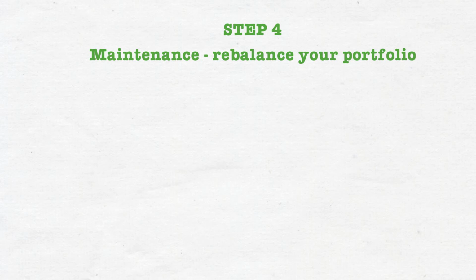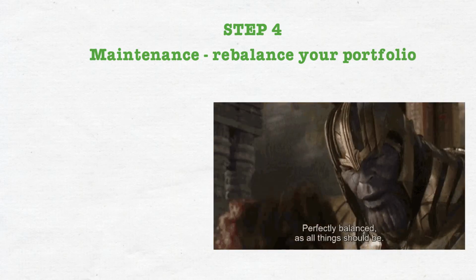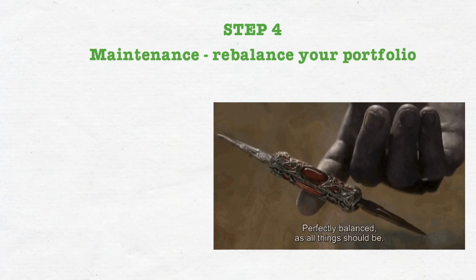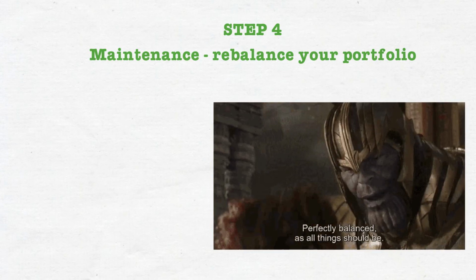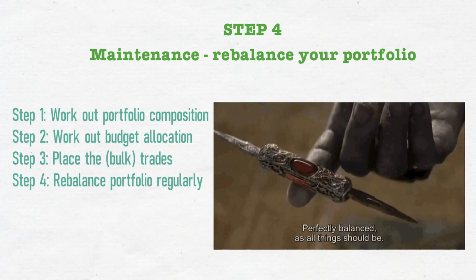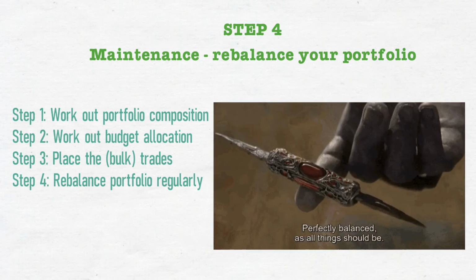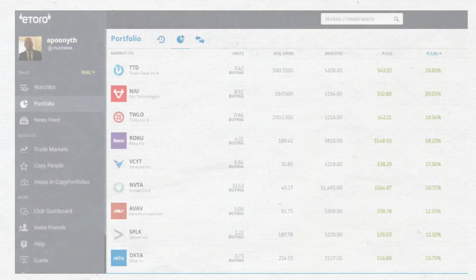Now step number 4. Once you've placed your orders, that's the hard part done. All you need to do now is rebalance your portfolio regularly, for example every 3 to 6 months. So there you have it, 4 steps to building your own index fund. Okay, I'll admit it does take some elbow grease to start off, but the reward is that you are now fully in control and you can save some money.